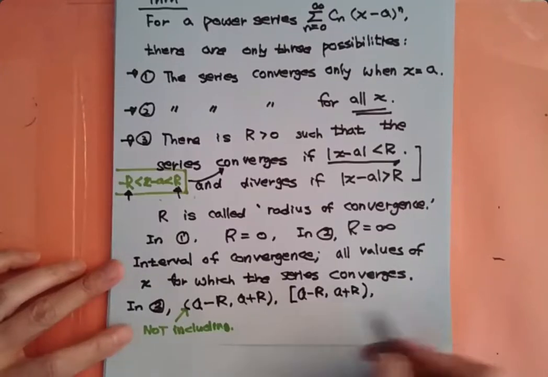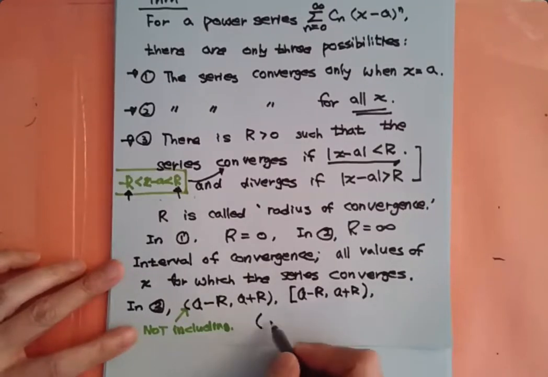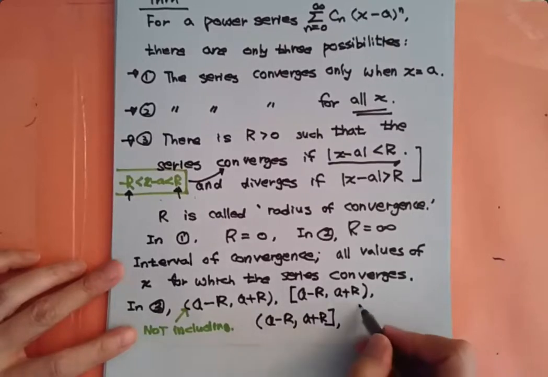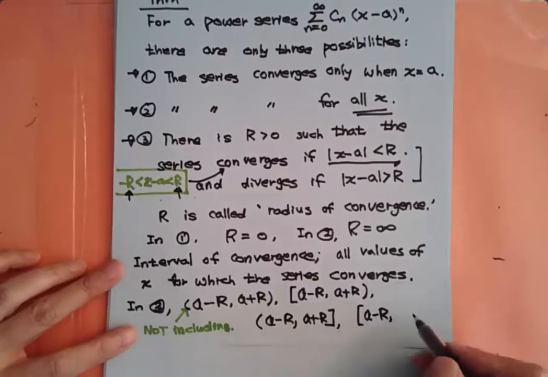And the opposite case can happen. So open parenthesis, a minus r, a plus r, and close bracket. The interval of convergence can also include both boundaries, a minus r and a plus r.